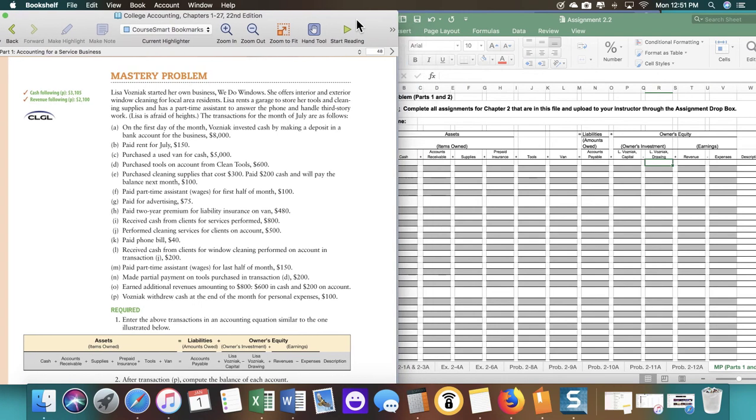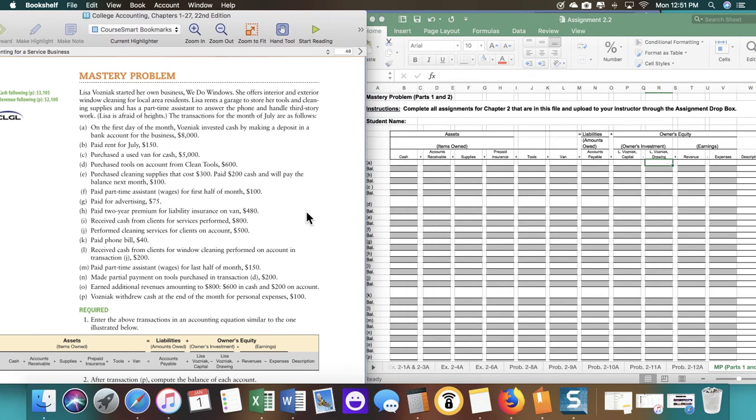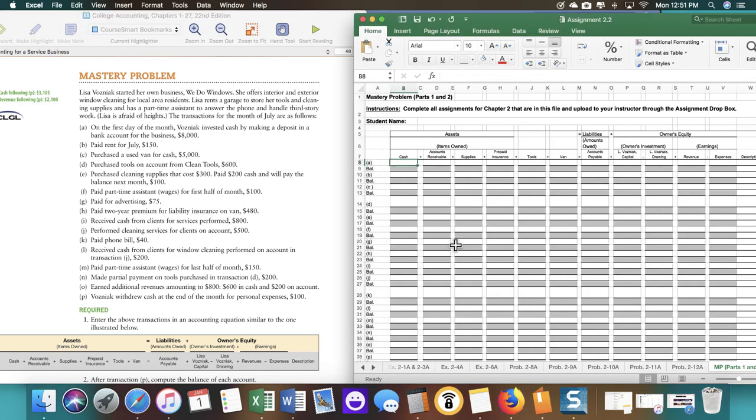The first thing we're told is that Wozniak invested cash. So we're going to increase our cash by $8,000. And then again, since the owner invested the money, it's going to be capital for $8,000. Again, we're going to continue with the running balance, so we're going to put in the $8,000 after each transaction. If you want, you can go ahead and enter in zeros for all of these, but that's really not that big of a deal for me.